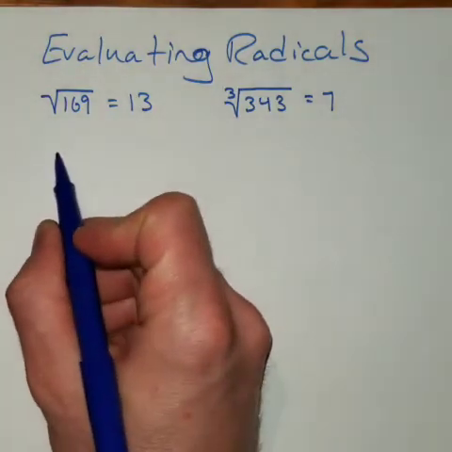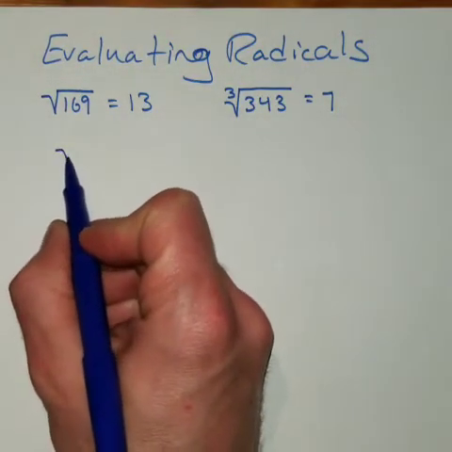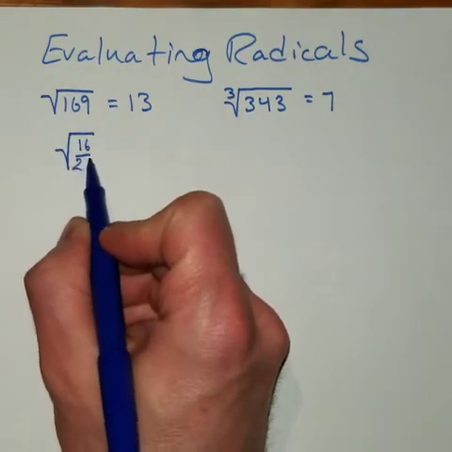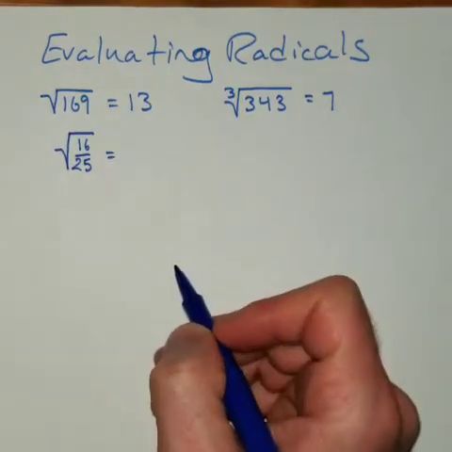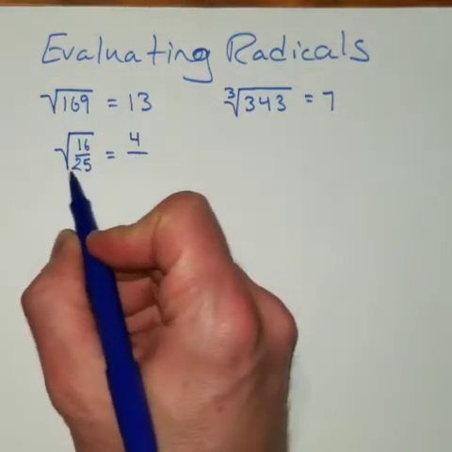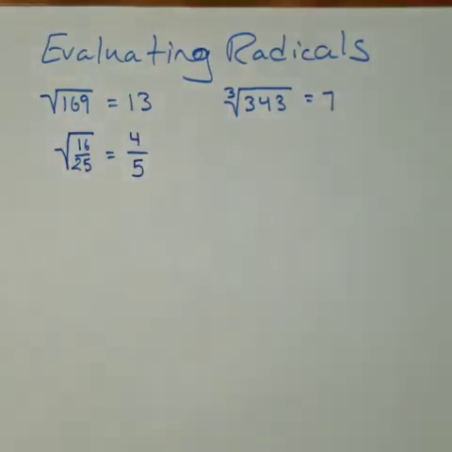Also, roots can be split up across fractions. So you can take the square root of something like 16 over 25. You just take the square root of the top and the square root of the bottom, and you get 4/5.